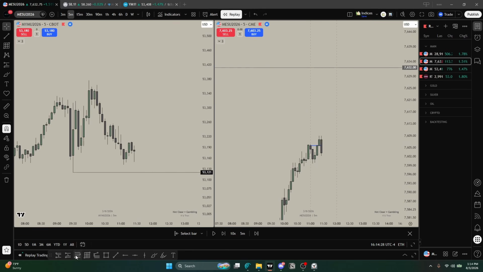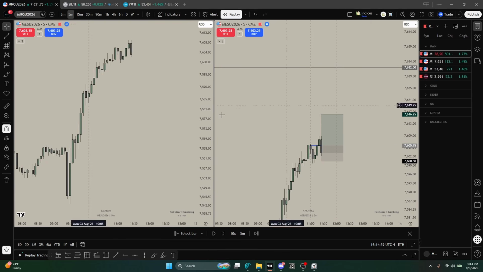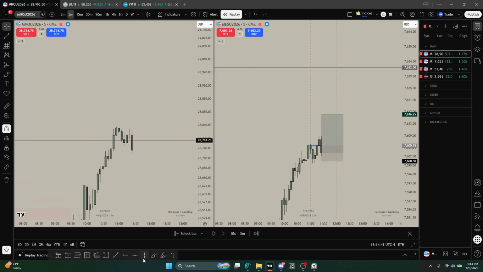NQ, literally routing it into my demo account off the CISD. Stop at EQ, it'll work right there. Price on NQ takes that low out. Forgot to mention that.